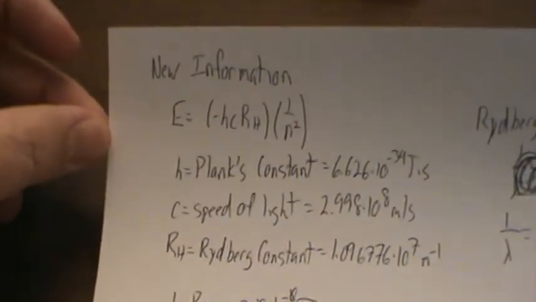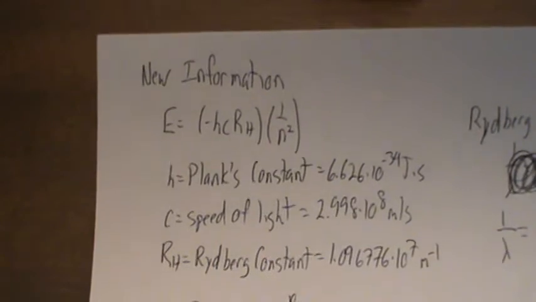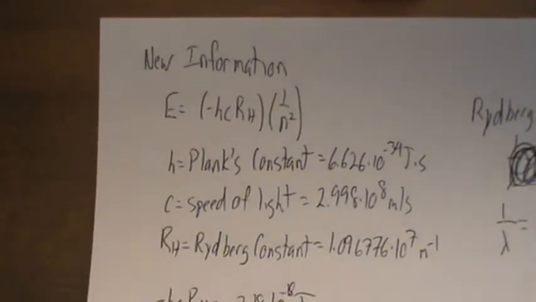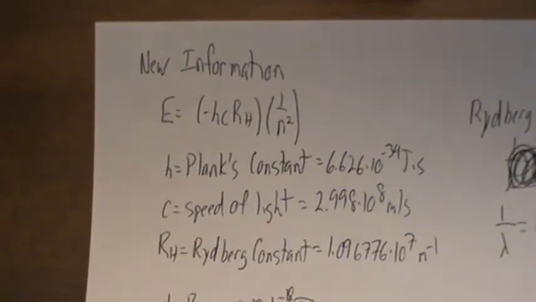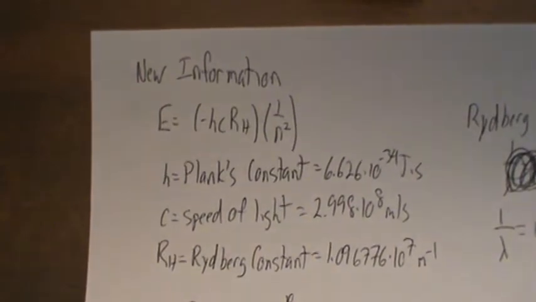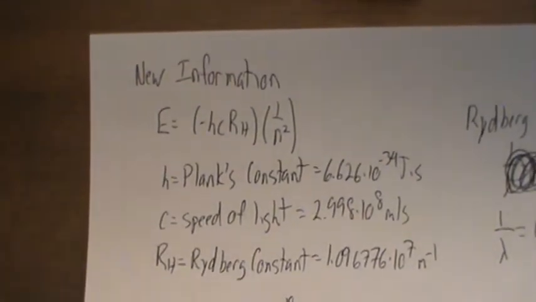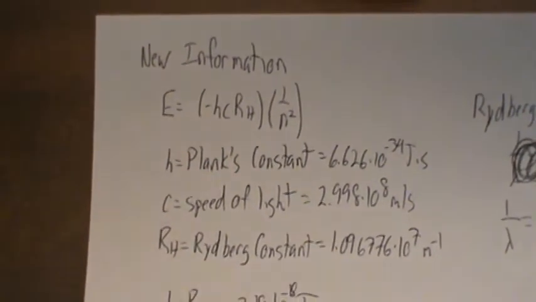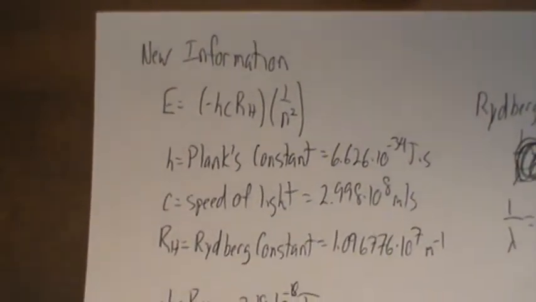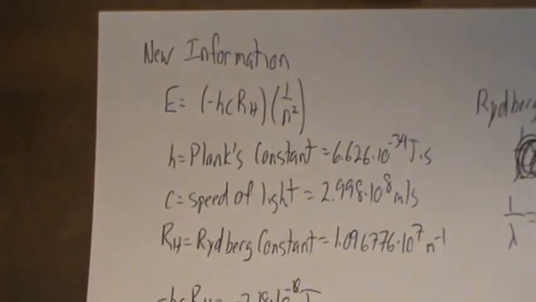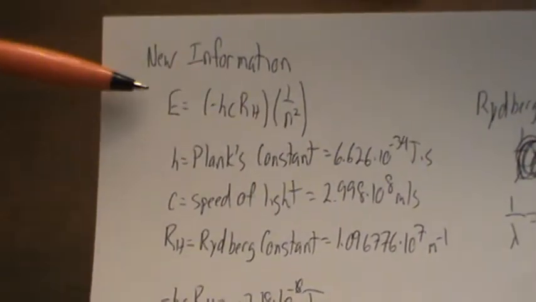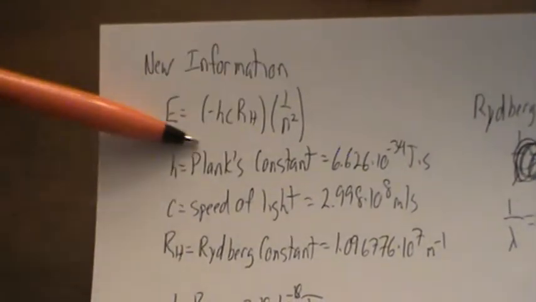Final part of chapter 6 that we're going to get into is there is another way that we can figure out how much energy is being emitted from an electron when it goes from the excited state down to the ground state, or how much energy is being absorbed when it goes from the ground state up to an excited state. And the way that we can use it is we can find the energy. We can use this formula right here.